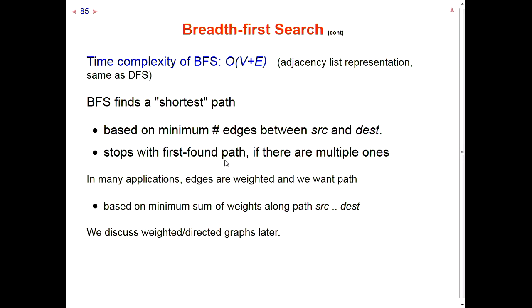It stops with the first found path. If there are multiple ones, then breadth first search will just stop once you have found the destination that you were looking for. I should mention that in many applications, when we talk about shortest paths, like on Google Maps, then edges are weighted, and we are actually looking for a path that is based on the minimum sum of weights along a path between source and destination.